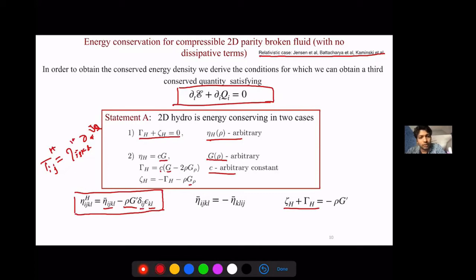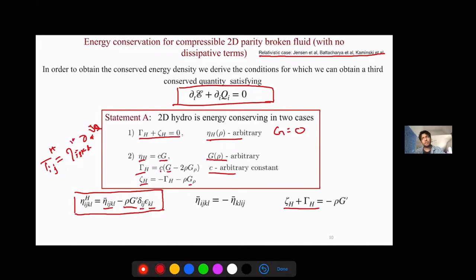So in terms of this g function, the first case is just that g is 0. If g is 0, zeta h plus gamma h is this. But in the second case, when g is not 0, it parameterizes all these three transport coefficients, and in that sense they are not independent. So there is an explicit constraint on this transport coefficient under which these parity odd hydrodynamical equations have a third conservation law, namely the energy density.